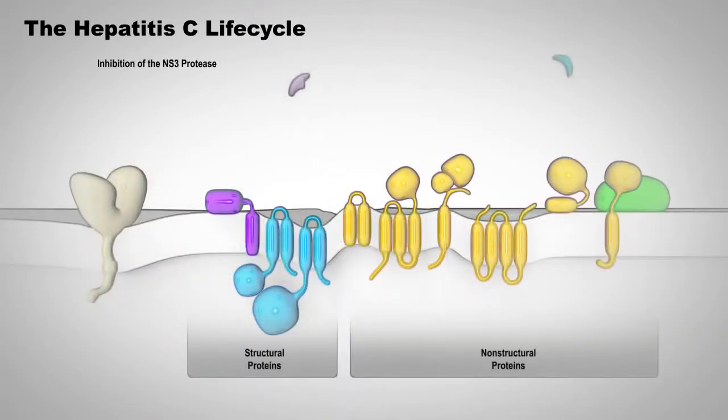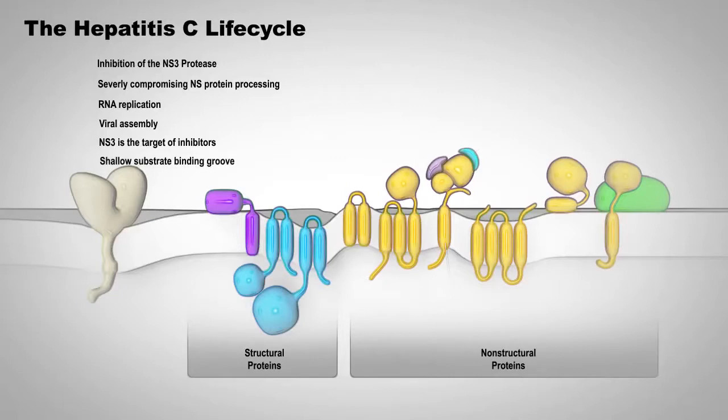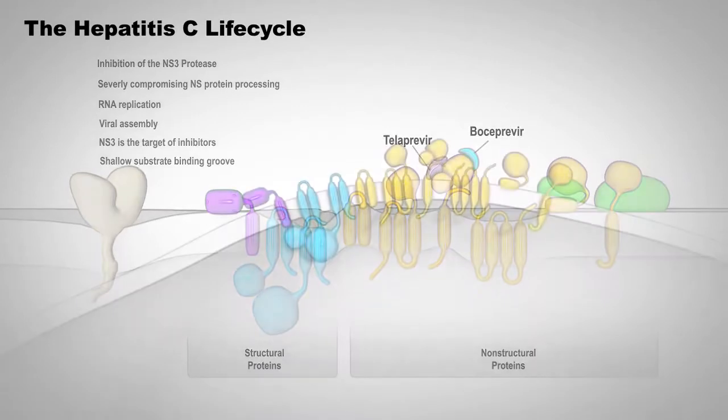Inhibition of the NS3 protease severely compromises NS protein processing, RNA replication, and viral assembly. The enzyme is a target of highly anticipated protease inhibitors currently in clinical trials. Although designing an inhibitor was difficult due to the shallow substrate binding groove on NS3, 2 compounds, telaprevir and boceprevir, are now currently available for use.